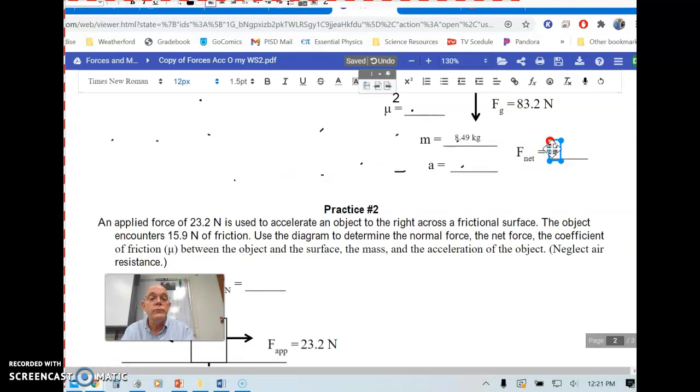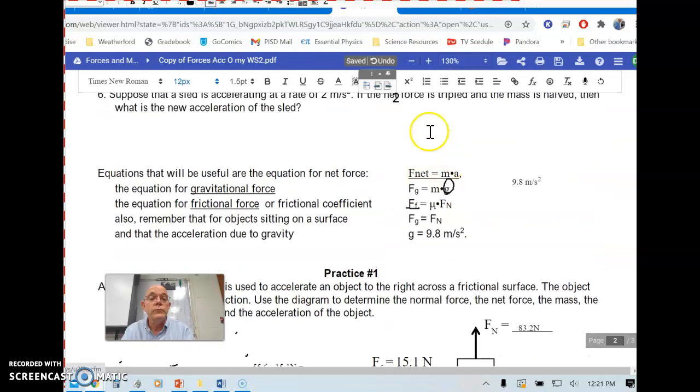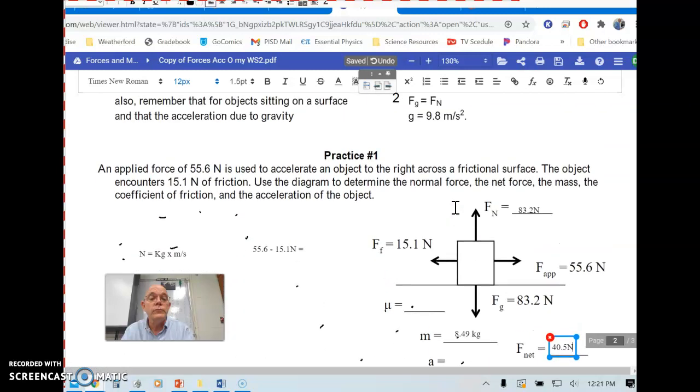And it is 40.5 newtons as your net force. Now that we have mass and we have the net force, we could find the acceleration using this net force equals mass times acceleration formula. Actually, since we're finding acceleration, I would just use the formula that says a equals F divided by m.